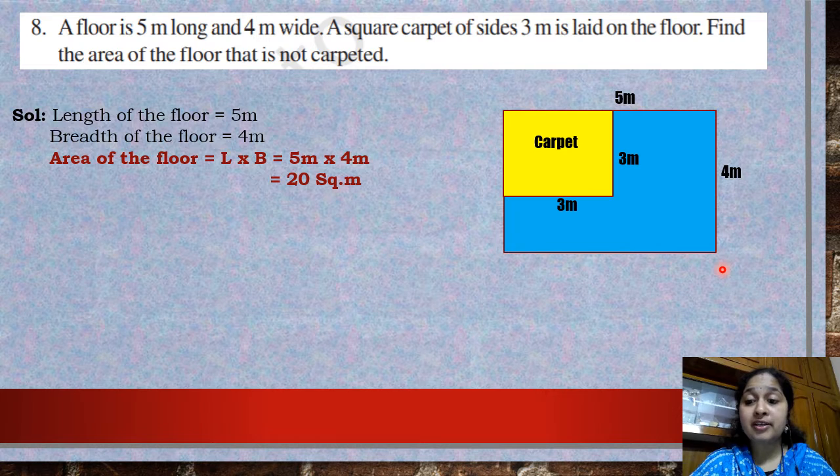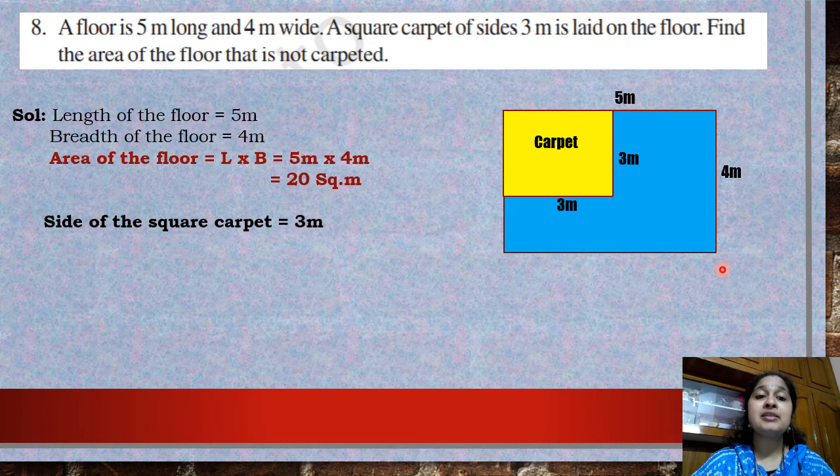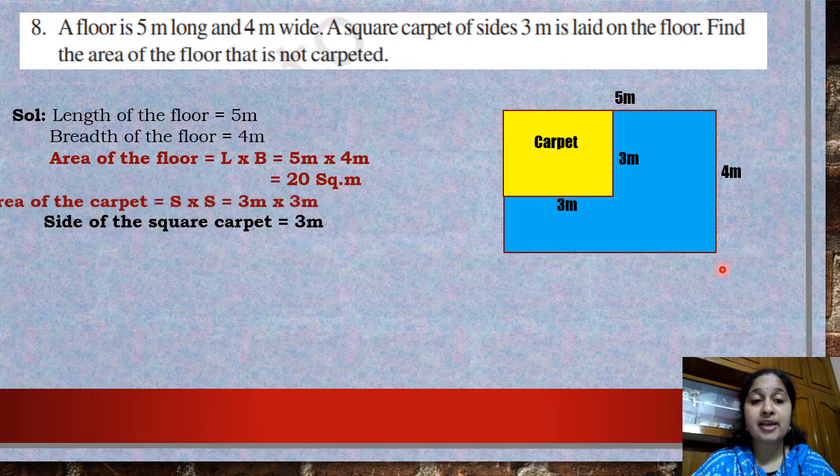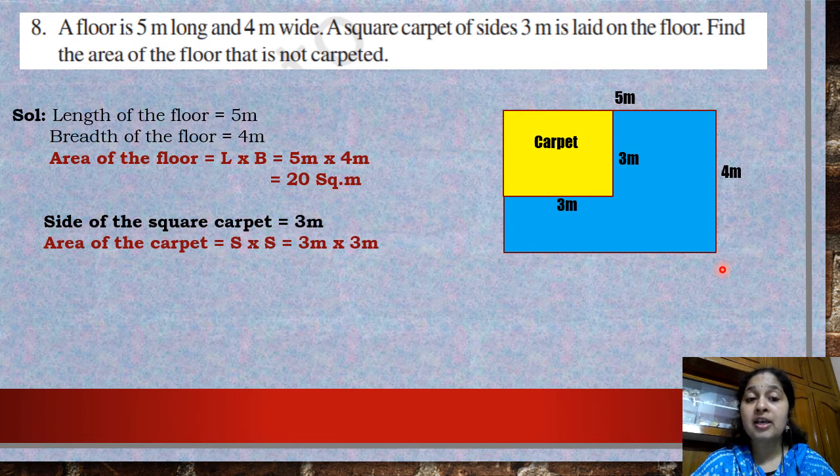Next, we have to find the area of the carpet. So what is the side of the carpet? The side of the carpet is 3 meters. It's a square carpet, so we don't have to find another breadth. All the sides of a square carpet are of the same dimensions. So what is the area of the square carpet, children? The formula is S into S, which is equal to 3 meters into 3 meters. What is 3 threes? 9. So the answer is 9 square meters.